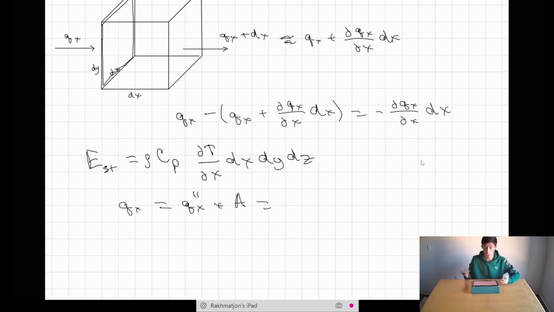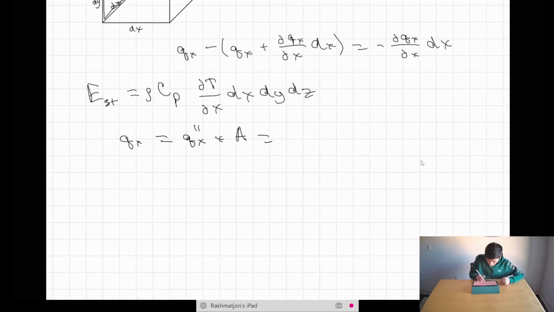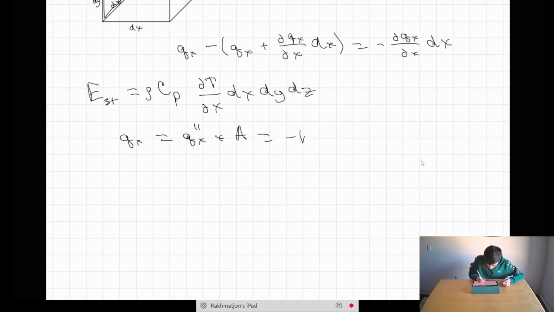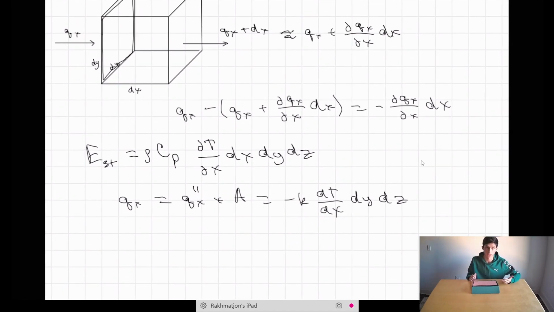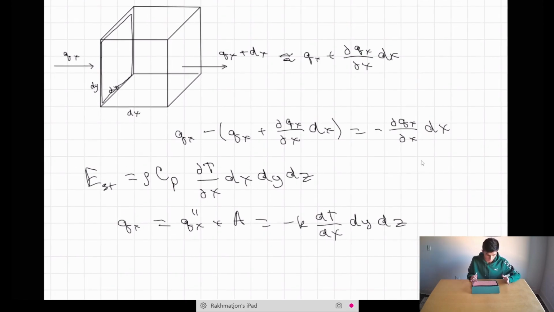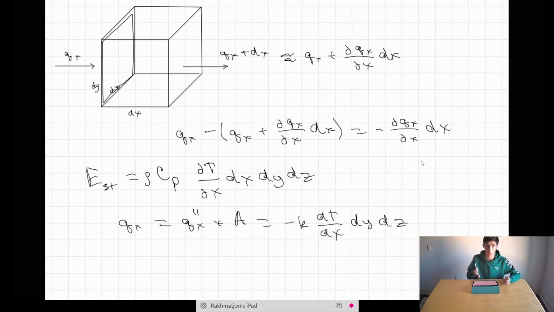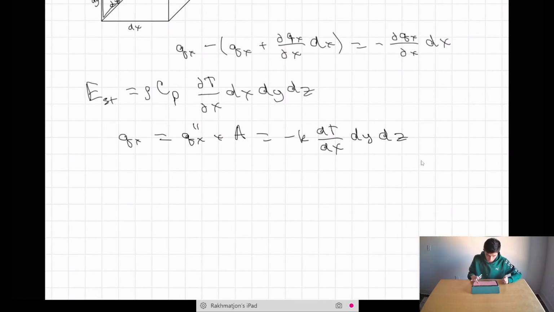Okay, so we found the area. We can find the qx from Fourier's law equation, which is going to be negative k times delta T over delta x, so we're considering the x direction, right? So delta x times dy dz. And we can do the same thing for the other directions. So we can determine the same heat flow in the y direction and z direction.